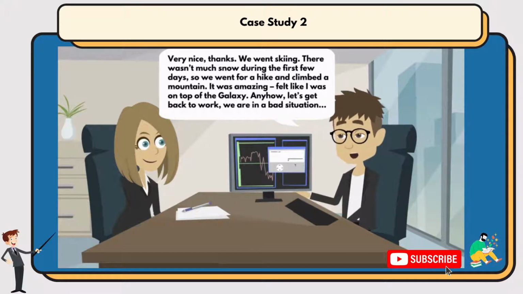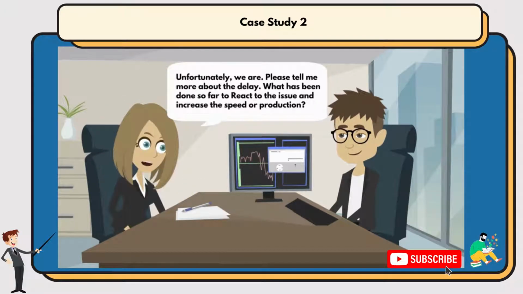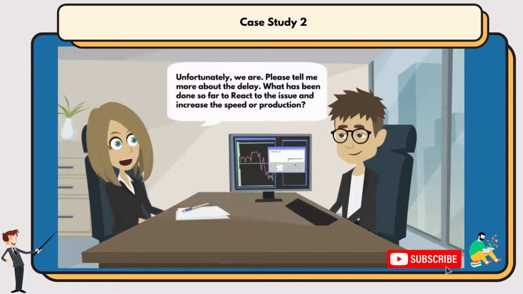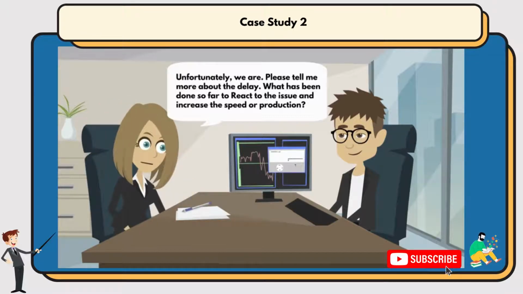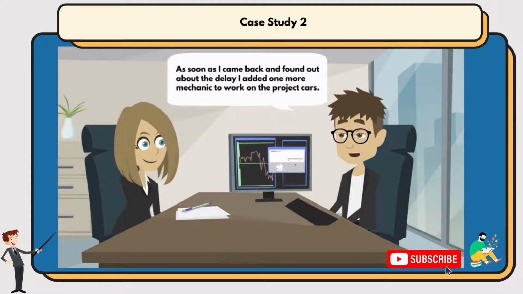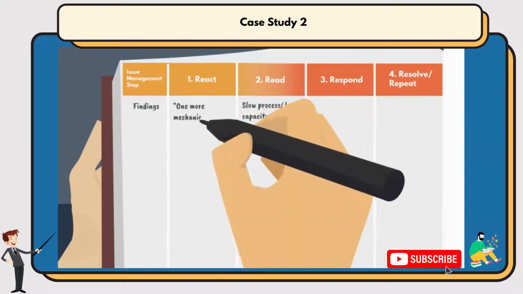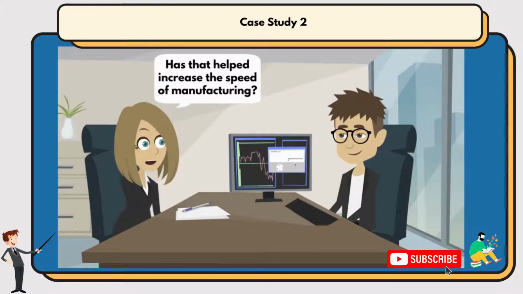We are in a bad situation. Unfortunately, we are. Please tell me more about the delay. What has been done so far to react to the issue and increase the speed of production? Jeff responds. As soon as I came back and found out about the delay, I added one more mechanic to work on the project cars. Ray adds the comment into the React box. Ray continues. Has that helped increase the speed of manufacturing?